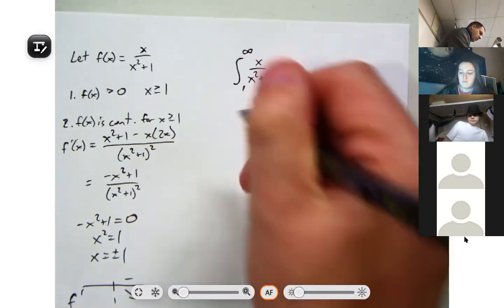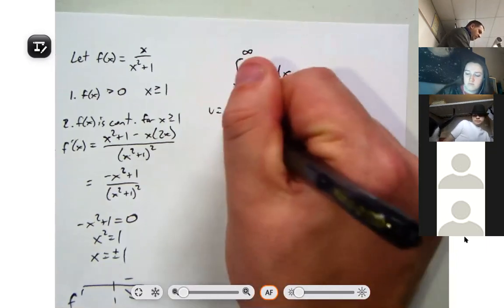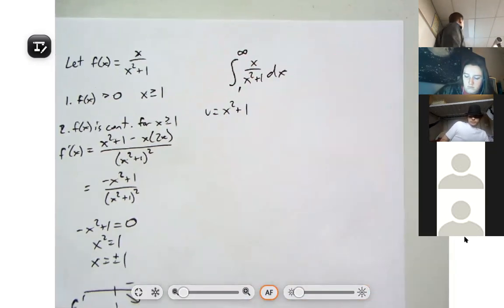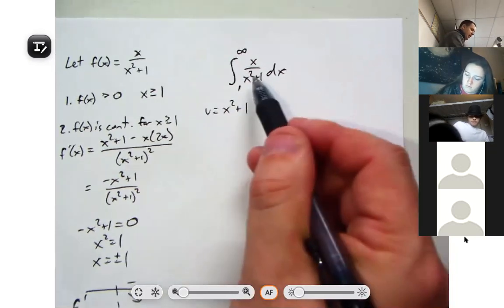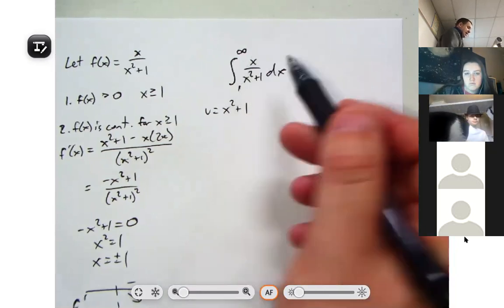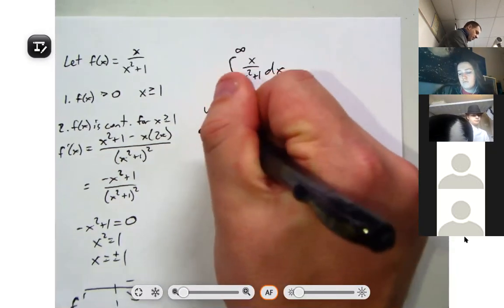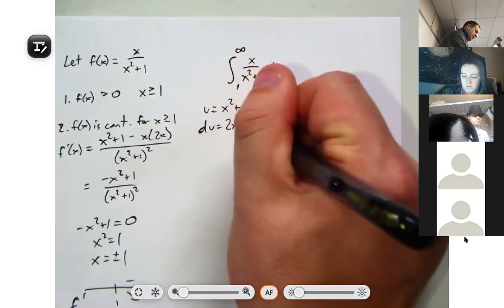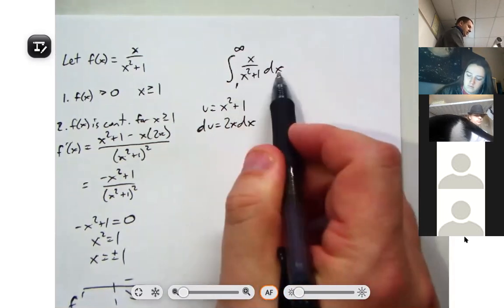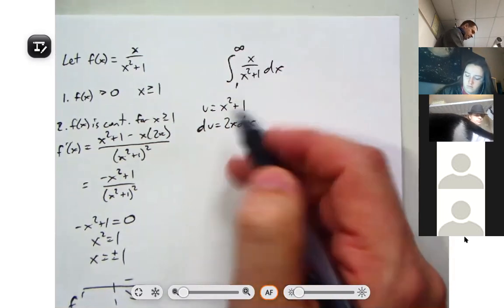So I'm going to have u be x squared plus 1. I'm going through u substitution, and I can see that u substitution is going to work pretty well, because if u is the denominator, then its derivative shows up in the numerator as x. So du is 2x dx. I'm trying to replace x dx, so I'm going to divide by 2.